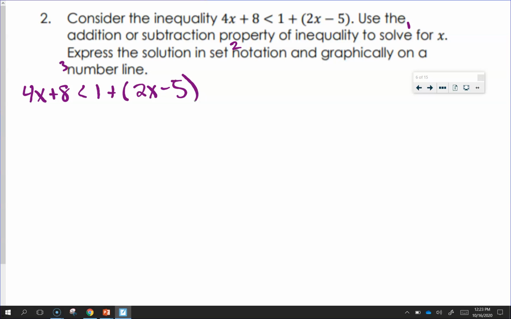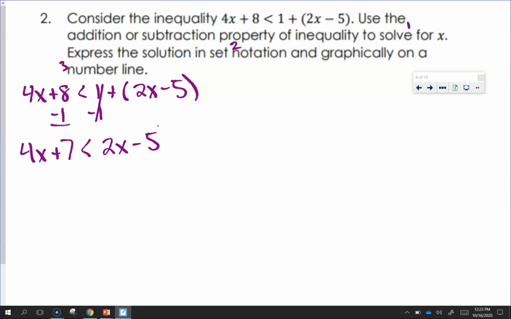All right. I see parentheses. Can I do anything in those parentheses? No, I cannot. But I should always check. You ever got parentheses? Always check and see. So I can't do anything there. What should I do first? Subtract the 1. Good, Tyler. So those cancel. Over here, though, we have 4x plus 7. Good. Less than. Now I have 2x minus 5.